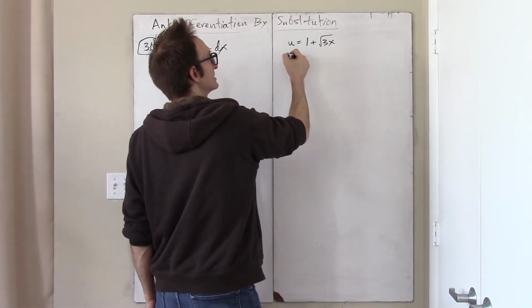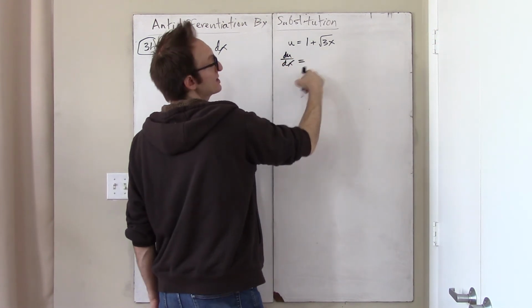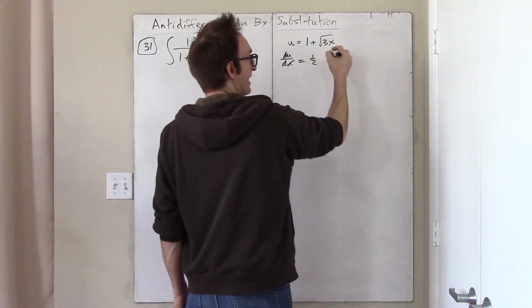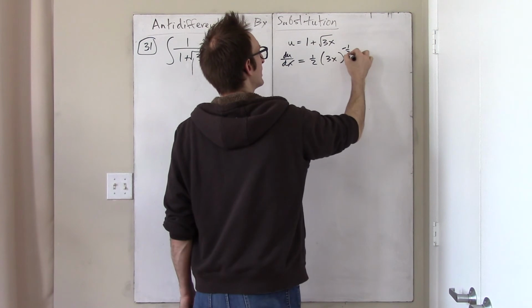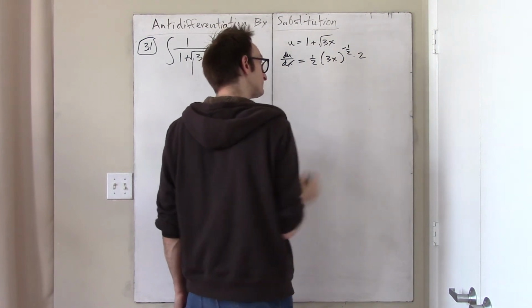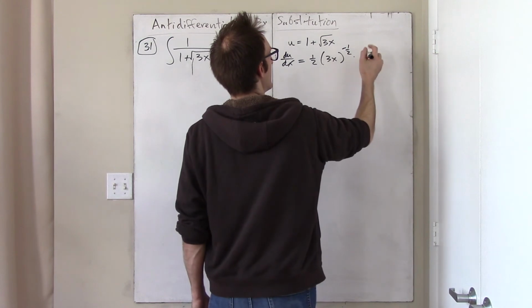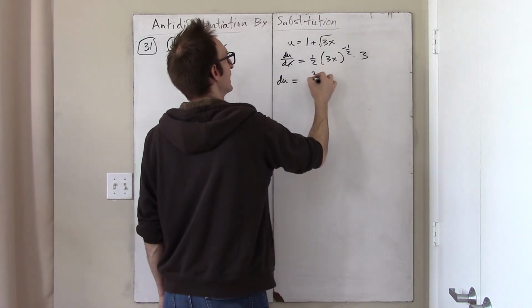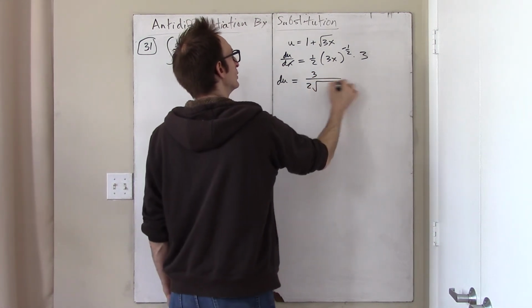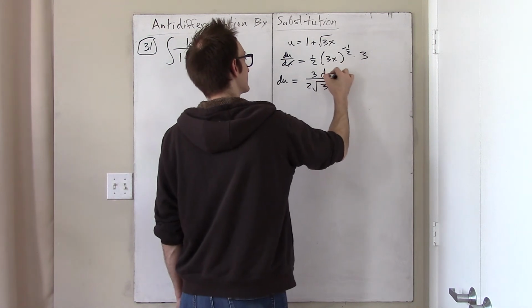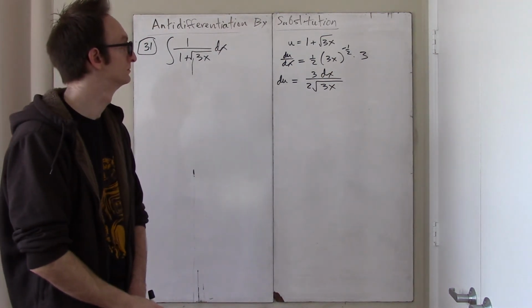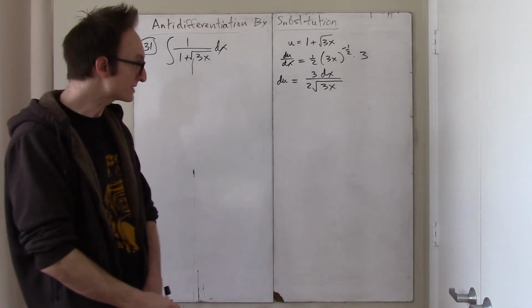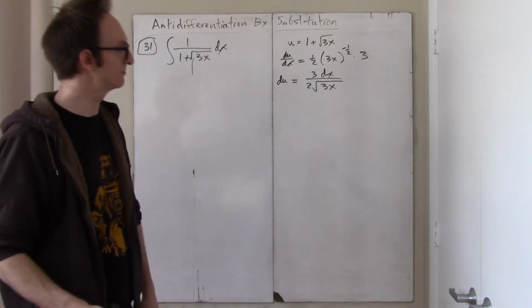is to differentiate. So what is du dx? Well, I can differentiate this right-hand side. The derivative of 1 is 0. This is going to be 1/2 times 3x to the negative 1/2, times the derivative of the inside, which is 3. And so what is du? du is 3 over 2 root 3x dx. This is correct. I simply differentiated, that's all, not a big mystery.